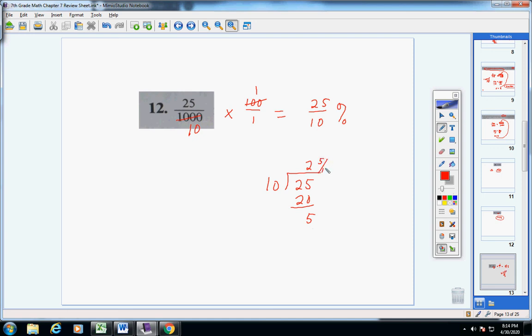Which, of course, is the same thing. 5 over 10 is the same thing as 1/2. And so there we go. 25 over 10% is 2.5% or 2.5, okay? All right, same thing with number 13, guys.